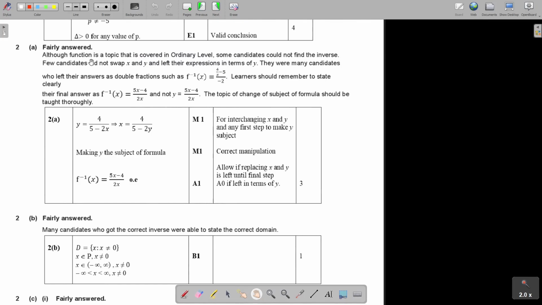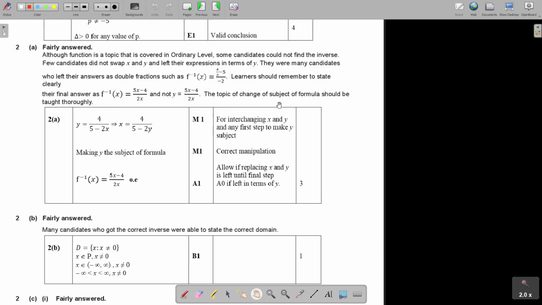Fairly answered. Although functions is a topic that is covered in ordinary level, some candidates could not find the inverse, which is really sorry. Few candidates did not swap the x and the y and left their expression in terms of y. There were many candidates who left their answer as double fractions such as, no, don't do that. You have to simplify. Learners should remember to state clearly the final answer, they must indicate that inverse, okay, and not just leave it like that. You will lose 1 mark.